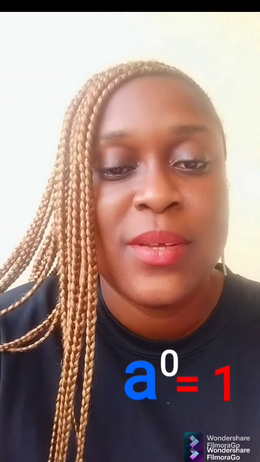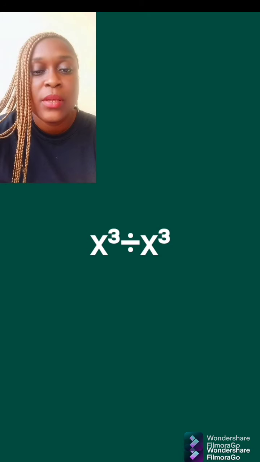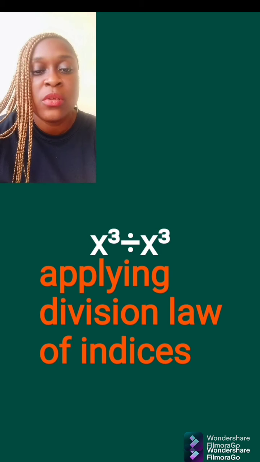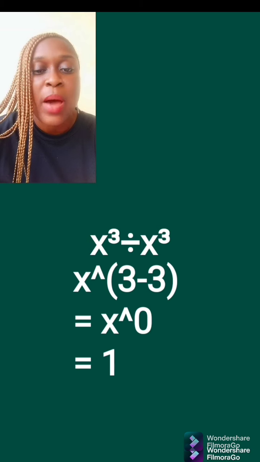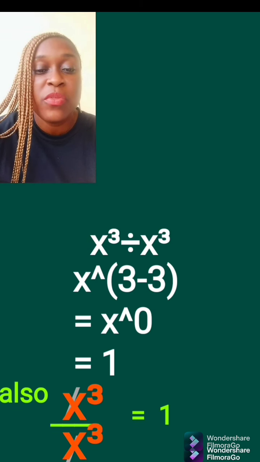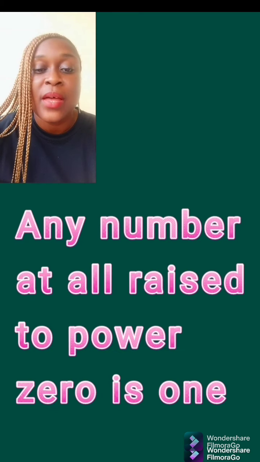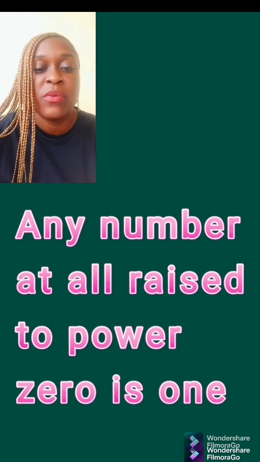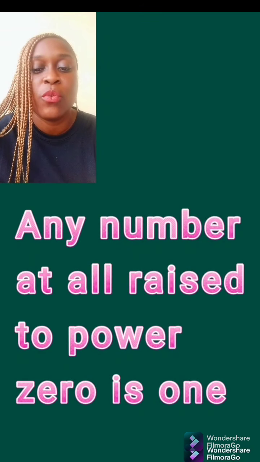Now let's prove that. Assuming we have x raised to power 3 divided by x raised to power 3. Now let's apply our division law of indices. So we'll have x raised to power 3 minus 3, which will give us x raised to power 0. And then we know that x raised to power 3 divided by x raised to power 3 will give us 1. This implies that any number raised to power 0 will naturally give us 1.